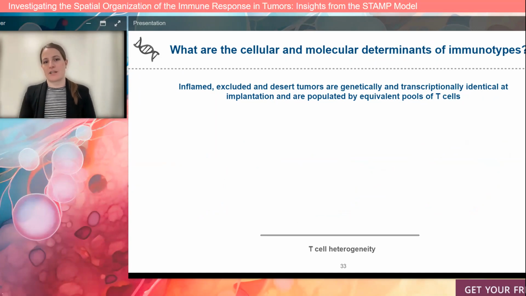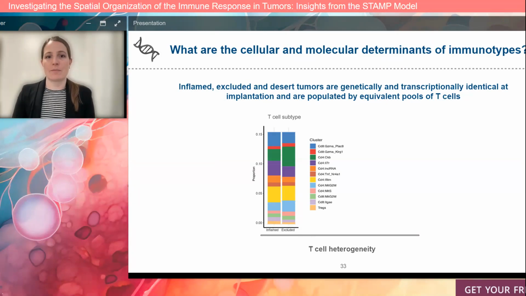Okay, so given these observations, we wanted to see what tumor cell extrinsic factors might be giving rise to the differences in immunotypes between lesions. And our initial hypothesis was that the discrepancies could be attributed to the T cells themselves. Perhaps different types of T cells would respond differently to the tumor microenvironment, and this would drive them to localize in different patterns. And so to test this, we performed single-cell RNA sequencing of T cells from lesions with inflamed or excluded immunotypes. Here, desert isn't shown because they don't have T cells.